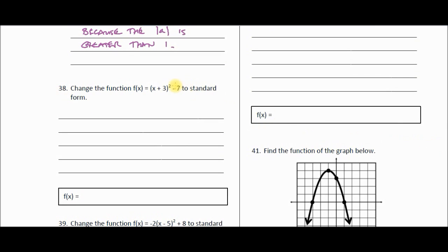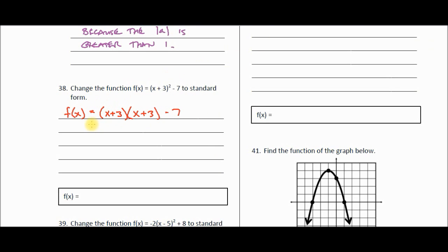Question number 38. Change the function f of x equals x plus 3 squared minus 7 to standard form. I told you this is a critical thing to be able to do on the test. Let's go ahead and work it out. Now I'm not going to write f of x every time, so I'm going to save a little bit of time here. If I'm going to rewrite this function, x plus 3 squared just means x plus 3 times x plus 3. And then some of you have been forgetting to keep that 7 around on the end, so don't forget about that.